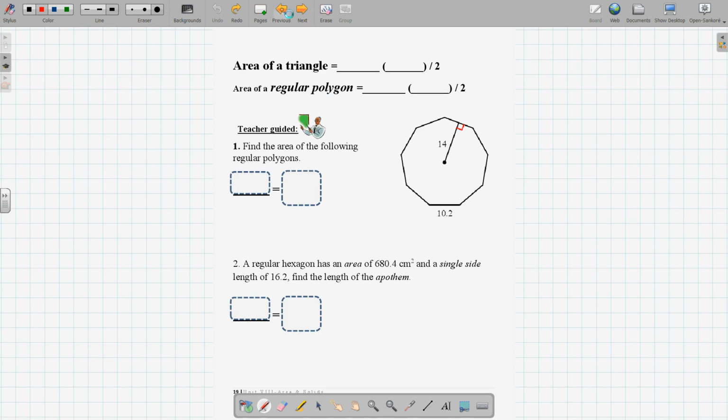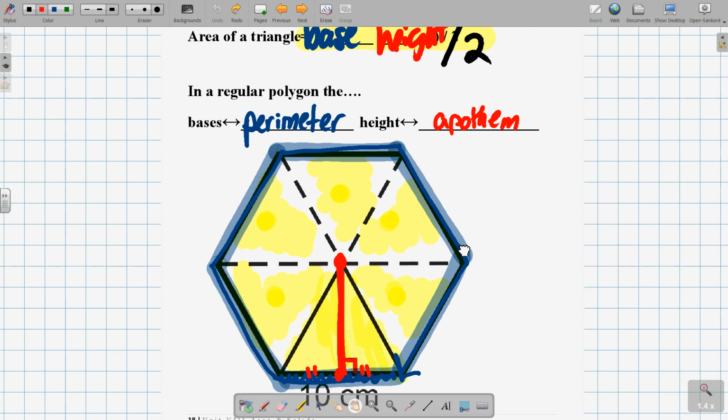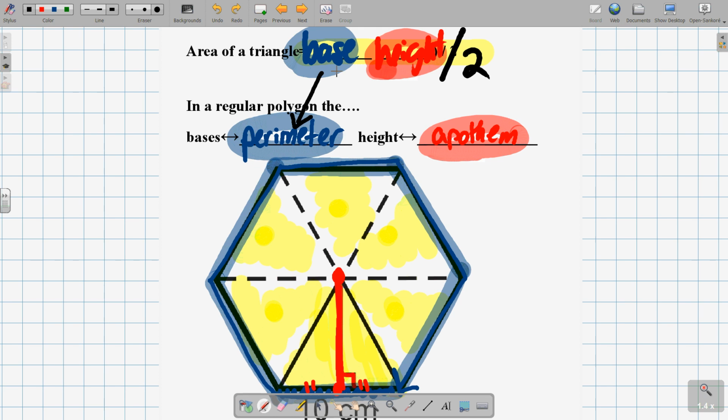The height gets replaced with the apothem. So you can see here, wherever we see the word base, we're going to swap it out for the word perimeter for a regular polygon. And whatever we see height, we swap out the word and we get apothem. So in a regular polygon, we swap out base, put in perimeter. We swap out height, and put in apothem.